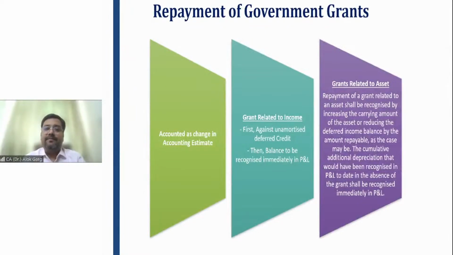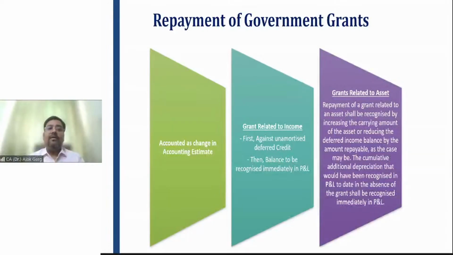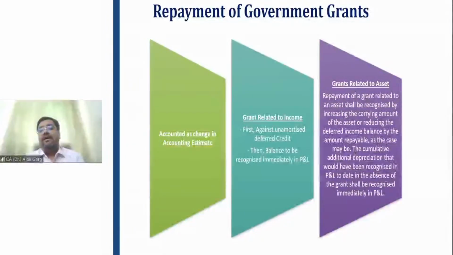Now let's discuss repayment of government grant. For example, the company has estimated that yes, we will be able to comply with all the conditions. The government has given a grant of rupees 10 lakh upfront in the year 1, and the entity has to maintain a condition or comply with the condition for the next 5 years. And if the entity will not be able to maintain this condition for the next 5 years, this grant is refundable.